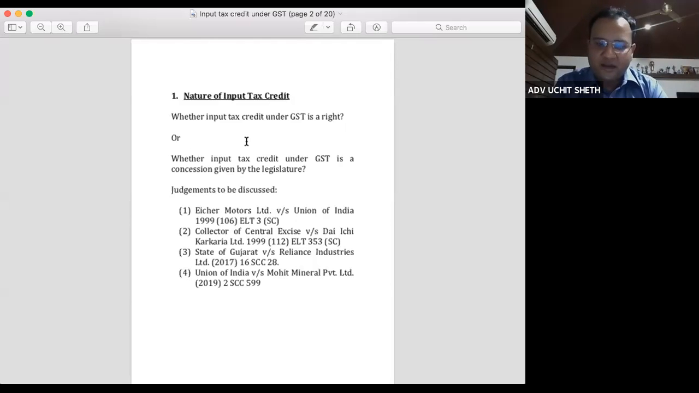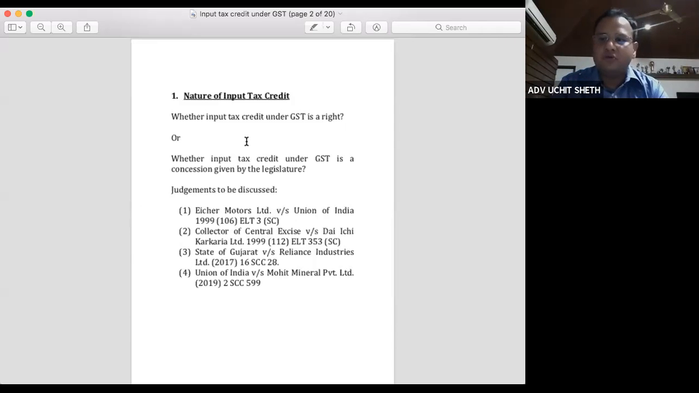Per contra, if we look at the judgment at serial number 3, State of Gujarat versus Reliance Industries Limited, this was a judgment in the context of the Gujarat Value Added Tax Act. The question was regarding interpretation of the input tax credit provision under the VAT Act, and in that context, the Supreme Court said that input tax credit is a sort of concession, and therefore if the legislature wants to impose a condition or a restriction against availment of that input tax credit, it is open for the legislature to do so. So while at first glance it may appear that there is a slight conflict between these 2 propositions, as such there is none.